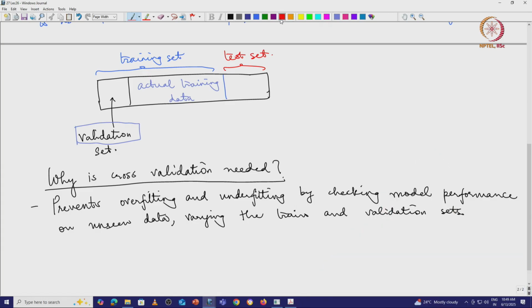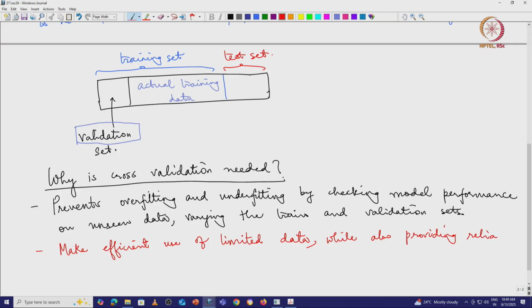The other advantage here is that it makes efficient use of limited data. If you have limited data, then you can't really say that your test set or validation set is fully representative of the entire data. So, you have to use cross validation and make efficient use of limited data, while also providing reliable and stable model performance metrics.